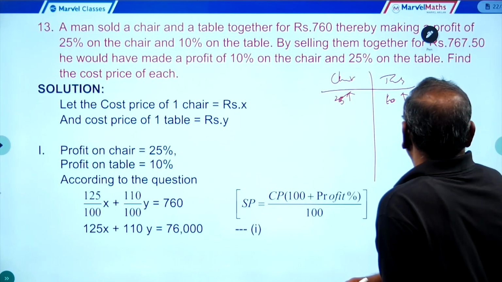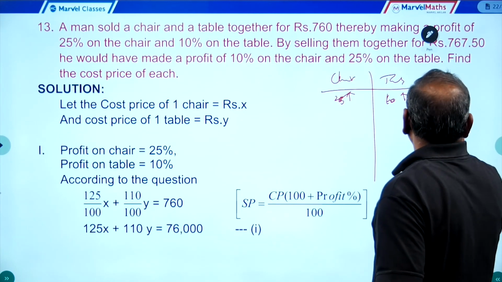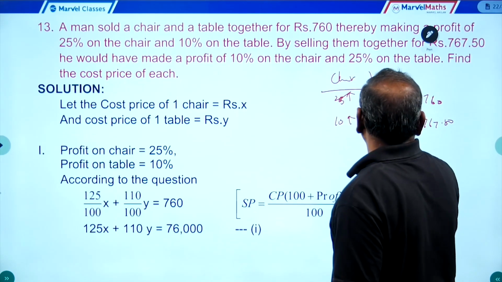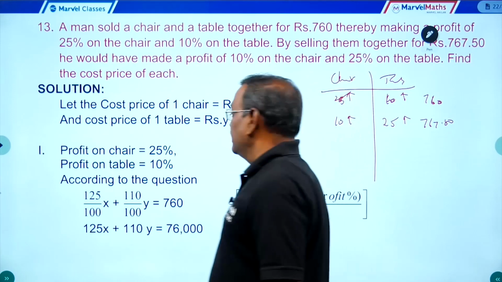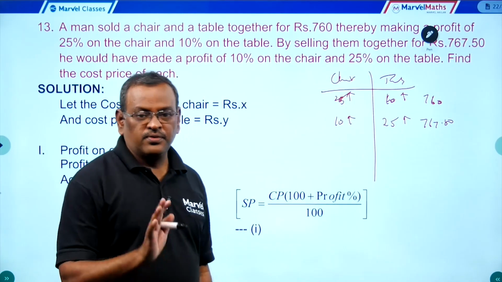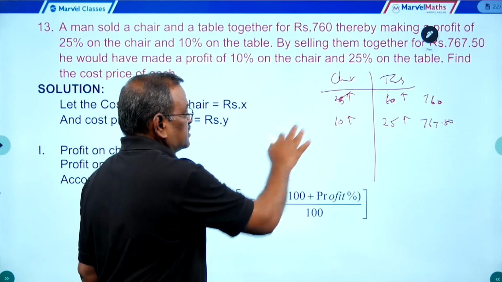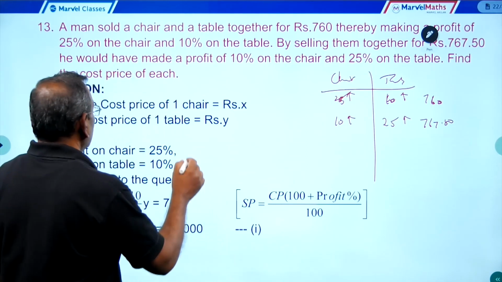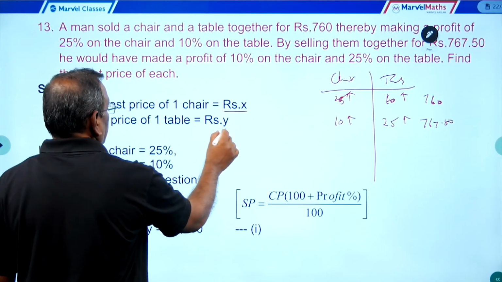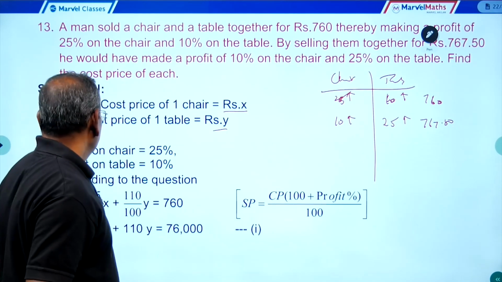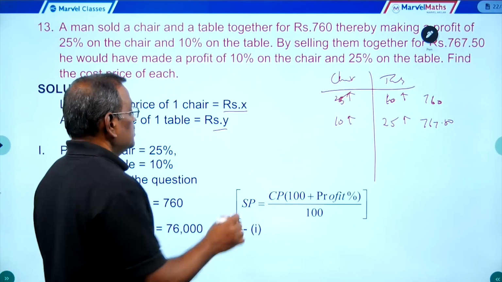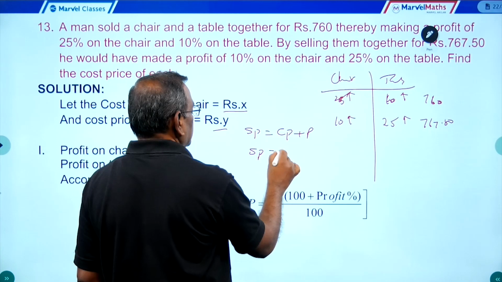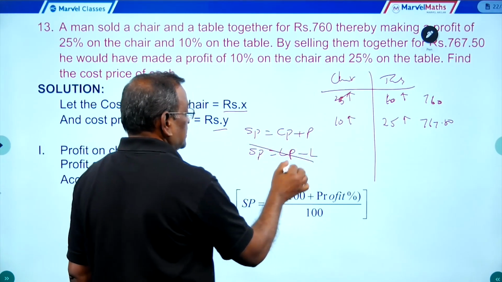And by selling them together for 767 rupees 50 paise, he made a profit of 10% on the chair and 25% on the table. So what is X, what is Y? In all 4 cases it is profit. Suppose if any one of the data is a loss, then I will explain later. Now cost price of a chair is X rupees and cost price of a table is Y rupees. Profit is 25%. So what is selling price? Selling price equals cost price plus profit. Selling price equals cost price minus loss, but in this case there is no loss in this sum.